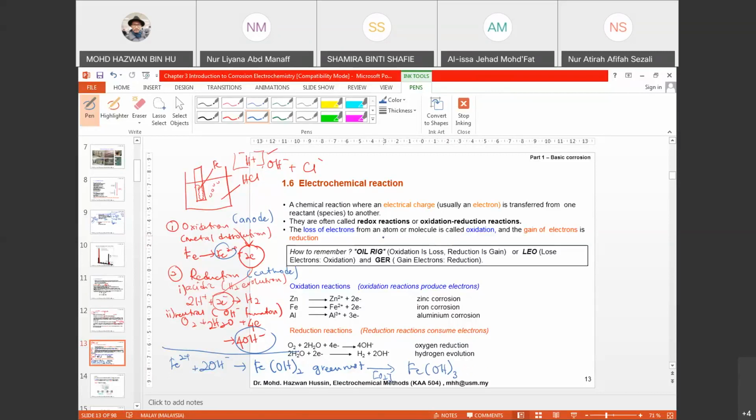The reason why it is known as a redox reaction is because it involves oxidation and reduction. So a loss of electrons, and formation of electrons, is known as oxidation, while the gain of electrons is known as reduction. This is where you gain or accept the electrons. Okay. All right.